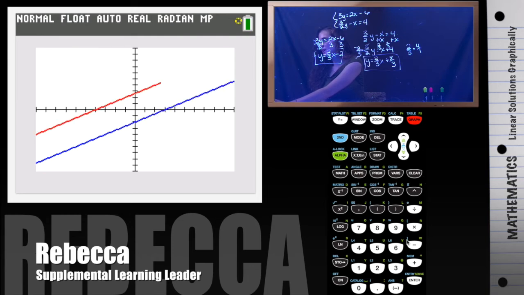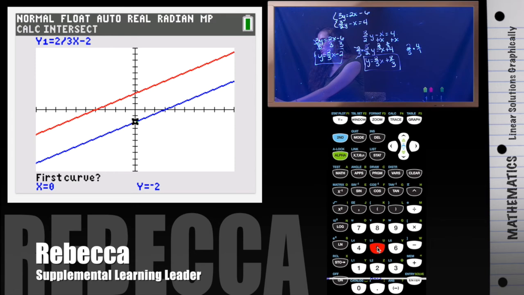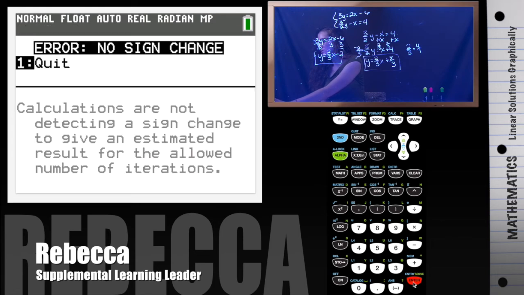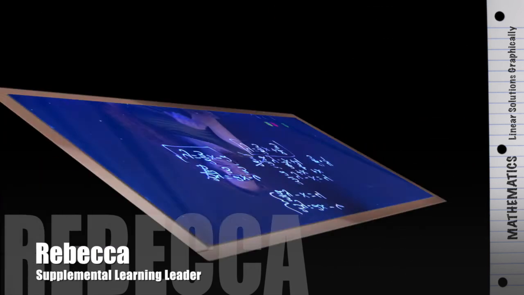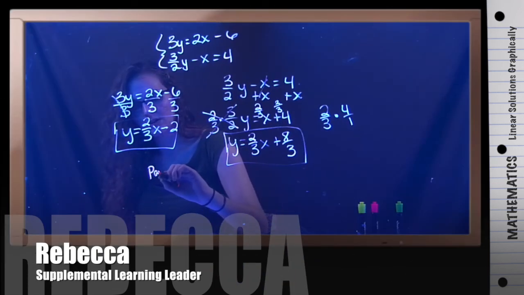Now, if you notice, we can't really see if they're crossing anywhere. So we're going to try our intersection. So second trace, we get our calculations. We can go to number 5, which is intersection, which is what we're looking for. Then we do enter, enter, enter, and we get an error. So that means that they don't intersect at all, which means that they're parallel.